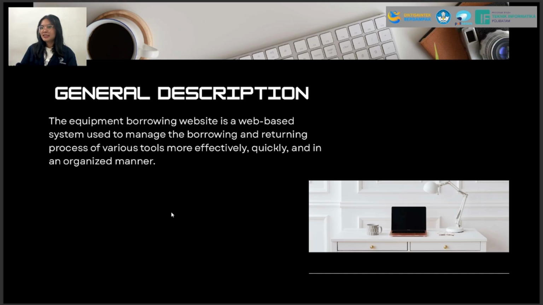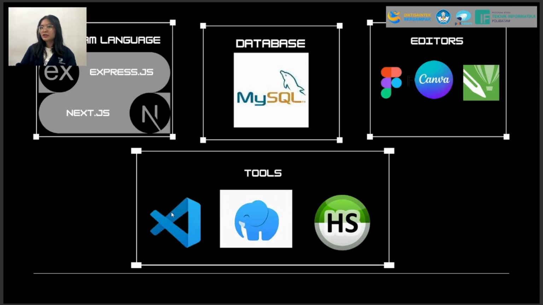General description. The equipment borrowing website is a web-based system used to manage the borrowing and returning process of various tools more effectively, quickly, and in an organized manner. Programming language we use is Express.js for the backend and Next.js for the front end. Database, MySQL. Editor, we use Figma, Canva, and CorelDRAW. For tools, we use Visual Studio Code, Laragon, and HeidiSQL.